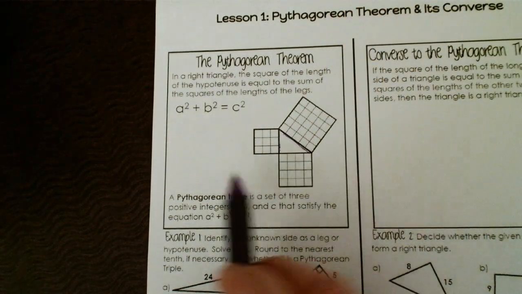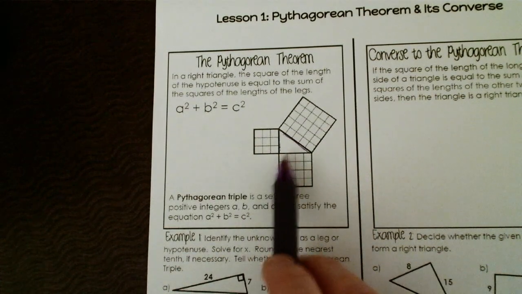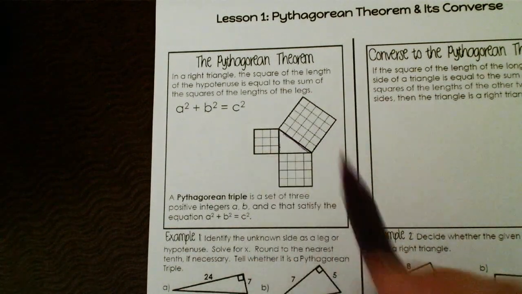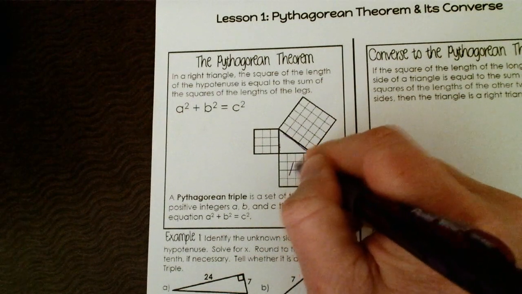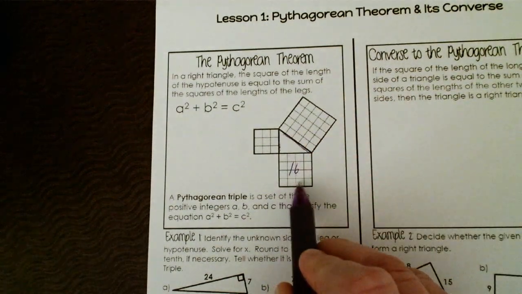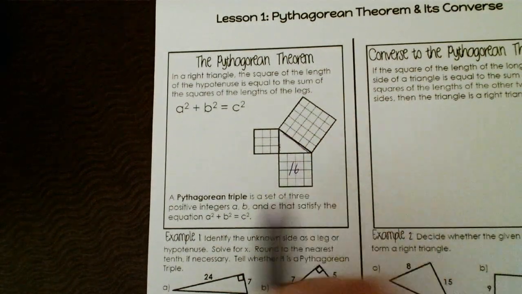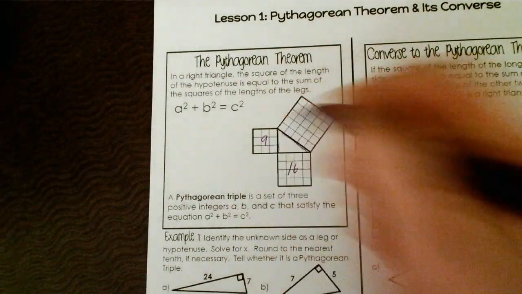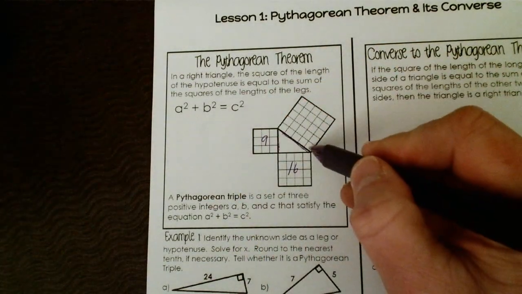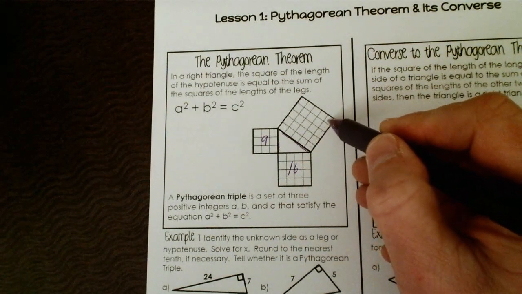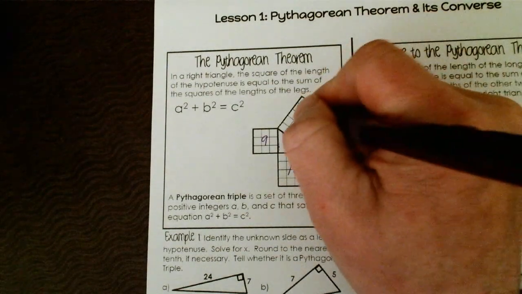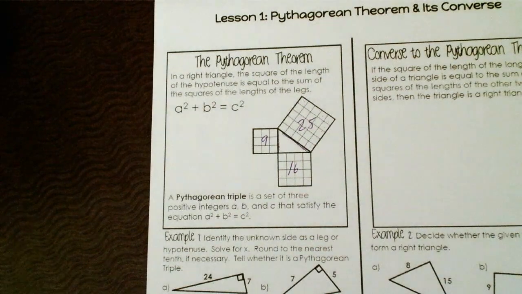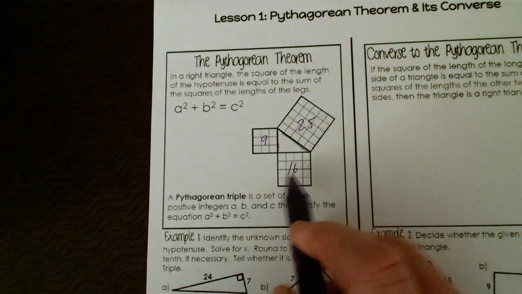Okay, so let's look at the squares here. This square has 16 units. How do I know? 1, 2, 3, 4, 1, 2, 3, 4. This one has 1, 2, 3, 1, 2, 3. That's 9 units. And this one has 1, 2, 3, 4, 5, 1, 2, 3, 4, 5. So 5 times 5 is 25. Okay, so how this works is, let's go back to this square.